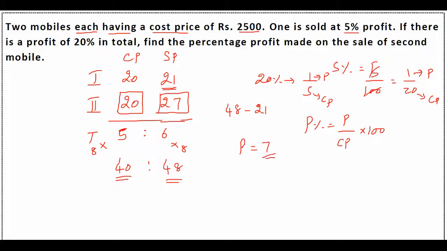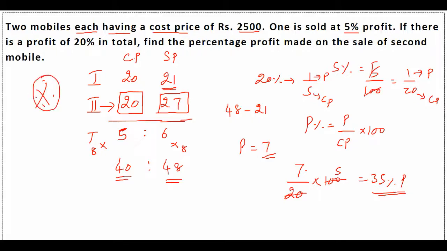So profit is 7 divided by cost price. Look at the cost price, 20. Okay. So 20 into 100. So clear? So 20 one time, here 5 times, 7 5s are 35% profit. That's it. You can solve a maximum of questions using this ratio method. It's a very important method. Very important method.